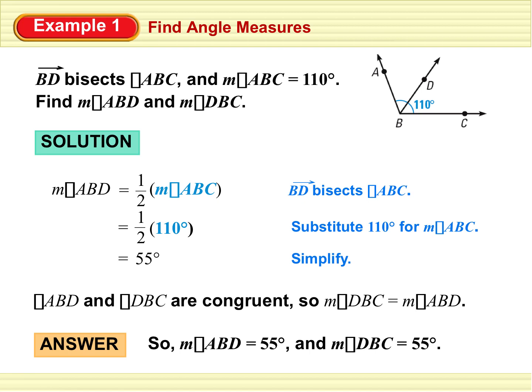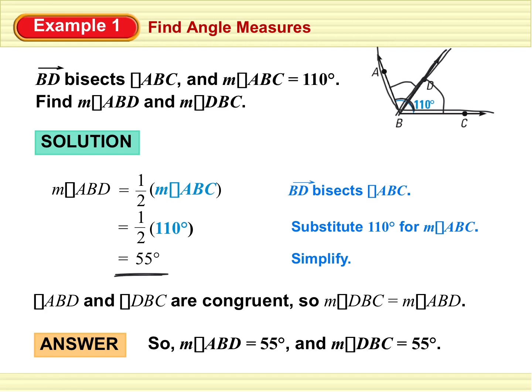So here it says ray BD bisects angle ABC. It says this whole angle is 110. What does bisect mean? Cut in half. So that means this angle is congruent to this angle. So how are we going to find that if the whole thing's 110? Divide 110 by 2, that's where they get this 55.